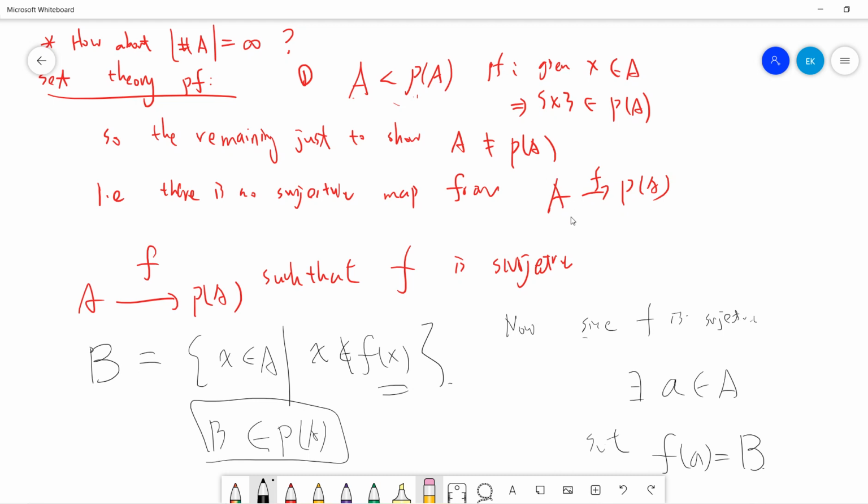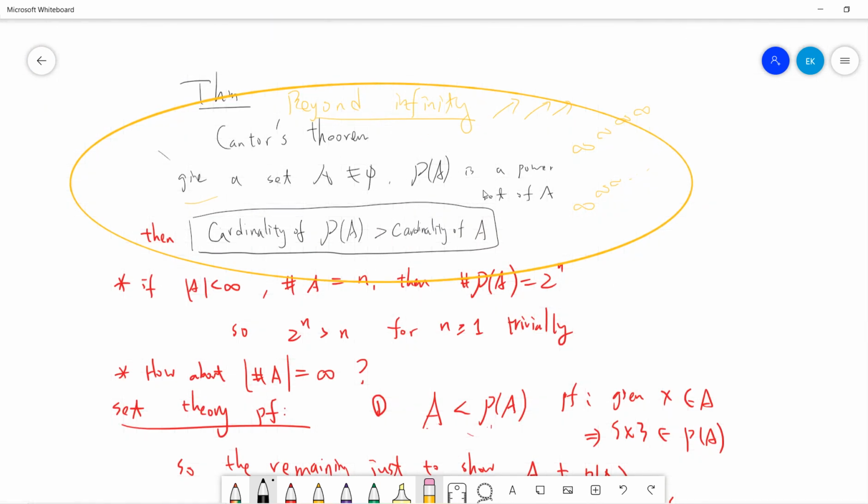But we know that there is an injective map from A to PA. So that means PA is strictly greater than A. So this proves the famous Cantor's result. Okay.